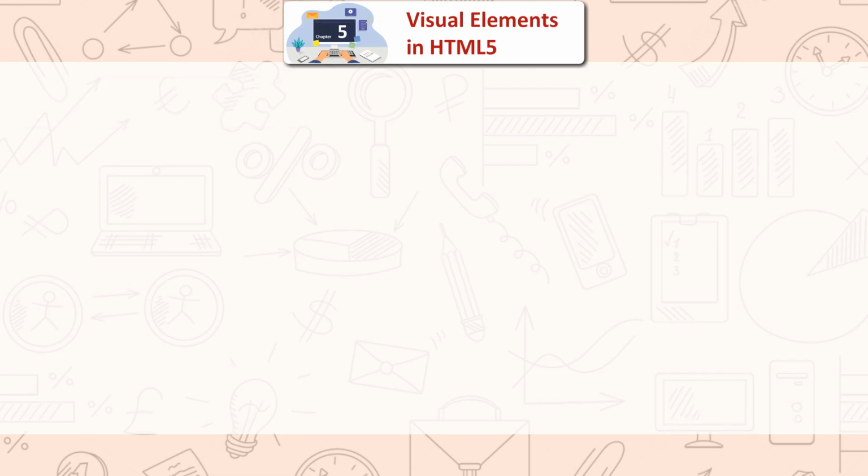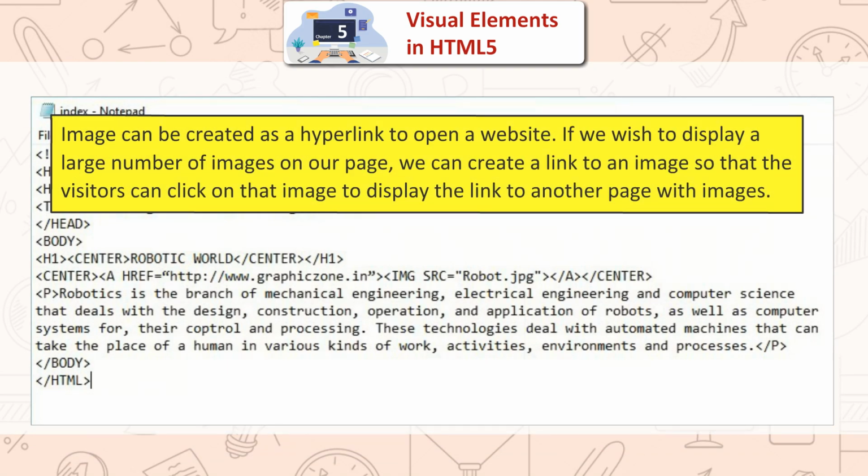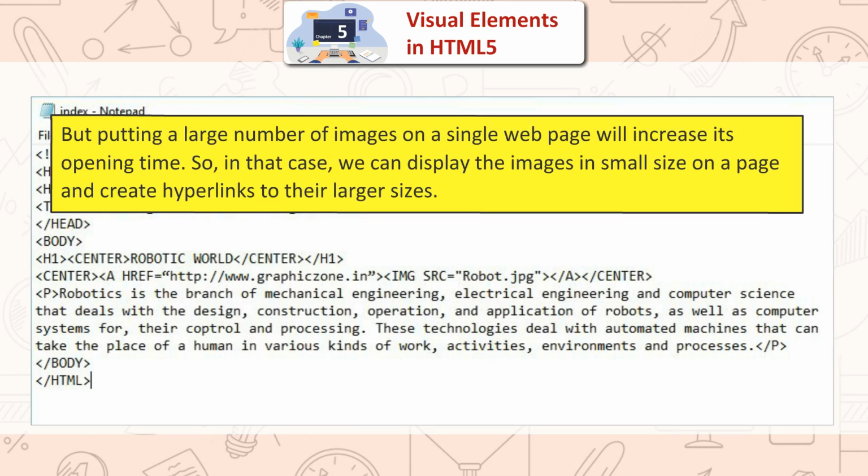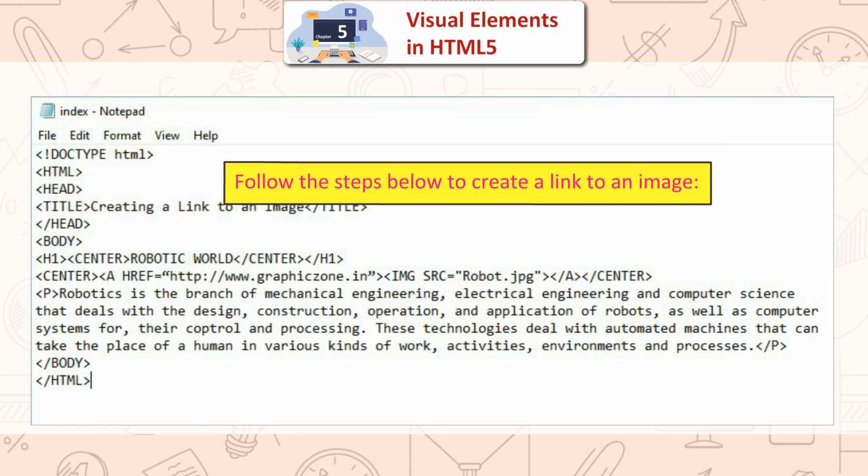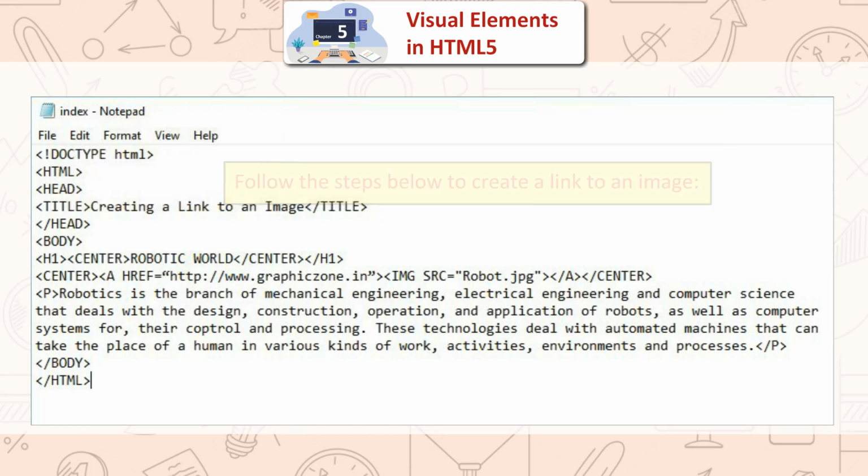Creating a link to an image. An image can be created as a hyperlink to open a website. If we wish to display a large number of images on our page, we can create a link to an image so that the visitors can click on that image to display the link to another page with images. But putting a large number of images on a single web page will increase its opening time. So, in that case, we can display the images in small size on a page and create hyperlinks to their larger sizes. Follow the steps below to create a link to an image.